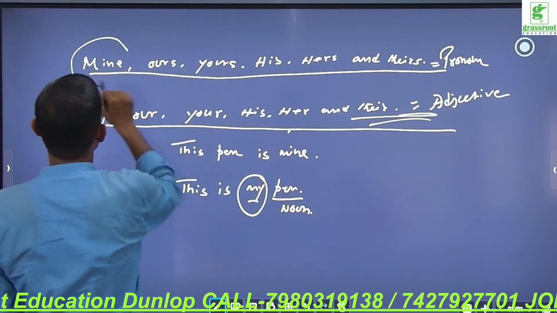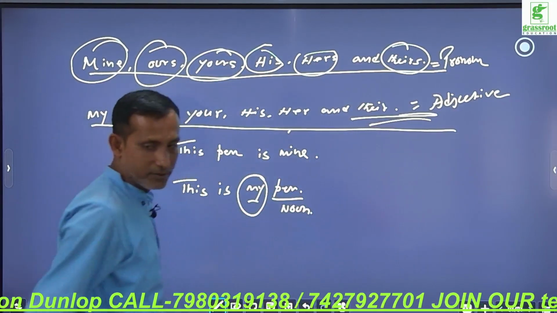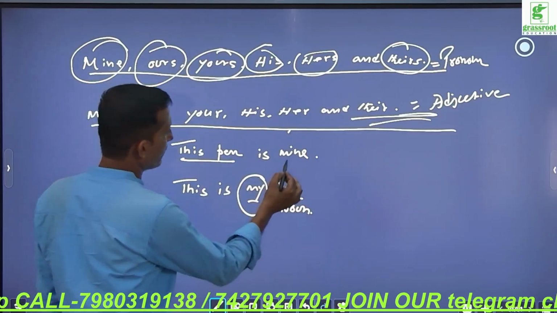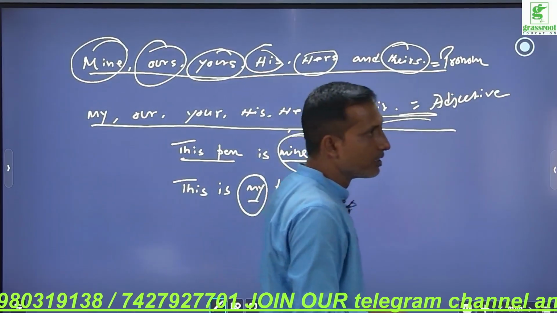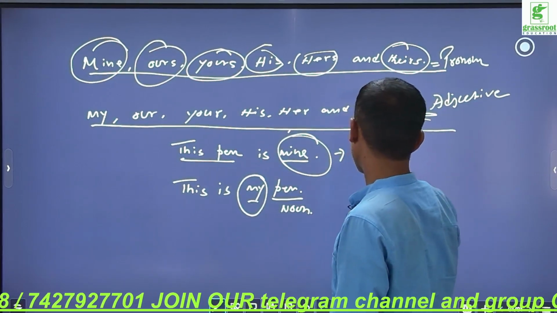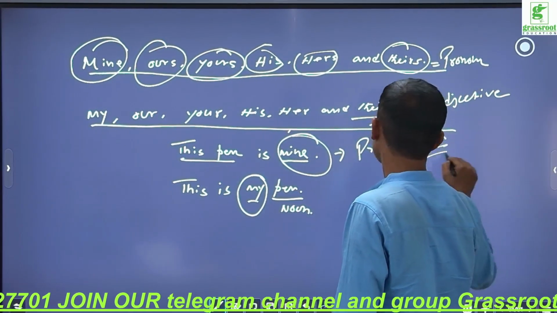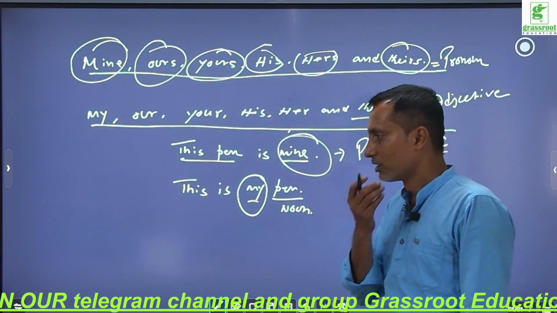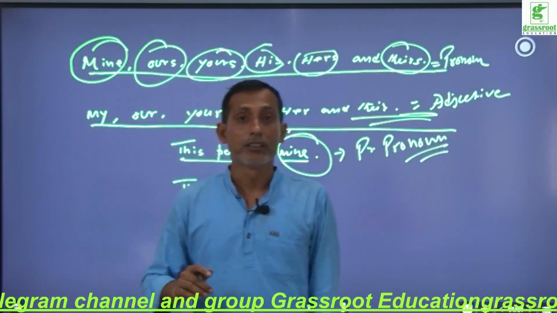If we go through these words, mine, ours, yours, his, ours, and theirs, they are called pronouns. Why? Because here, this pen is mine. So here mine replaces the noun and indicates the possession. That's why these are called possessive pronouns. Have you got this or not? Those who are online, have you got this or not? Yes, sir.